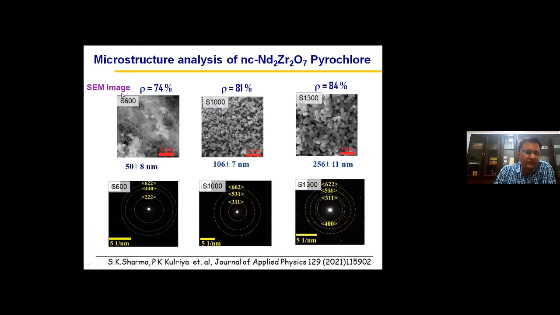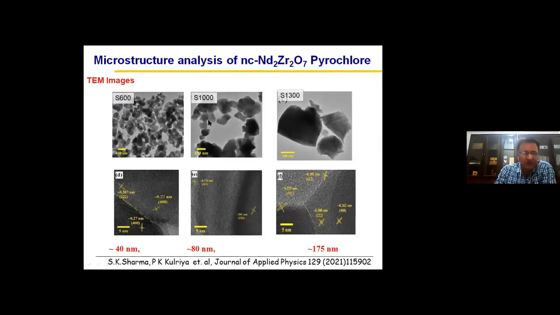This one is scanning electron microscopy. The grain size of these samples varies: for S600 it is 15 nanometers, and for S1300 it is 50 nanometers. So by just changing the temperature, we are able to change the grain size from 50 to 15 nanometers. These three samples we have exposed to ion radiation, and this is the value of the density also.